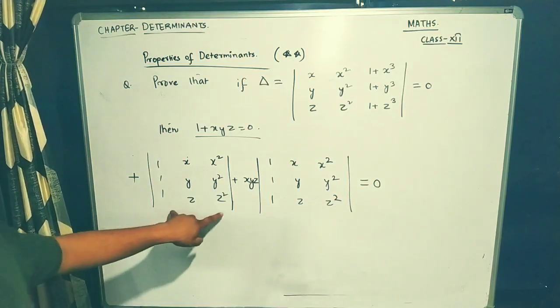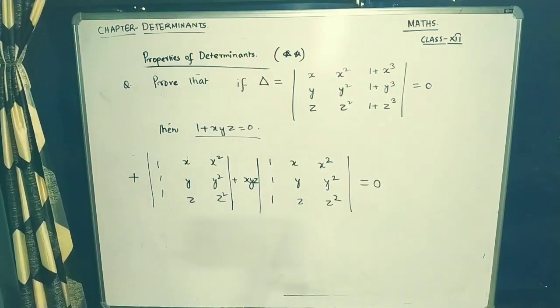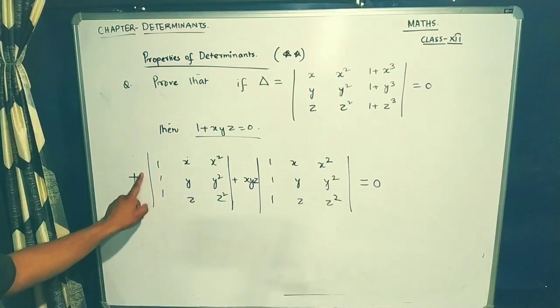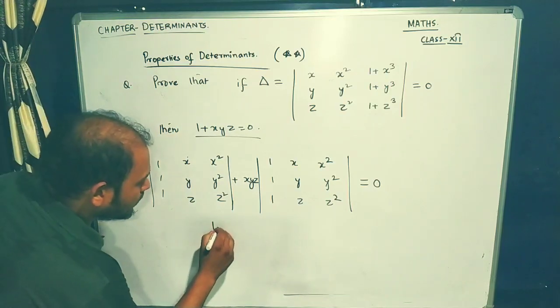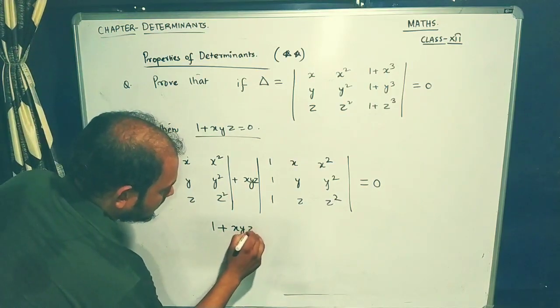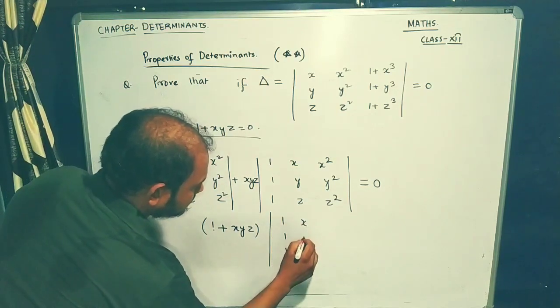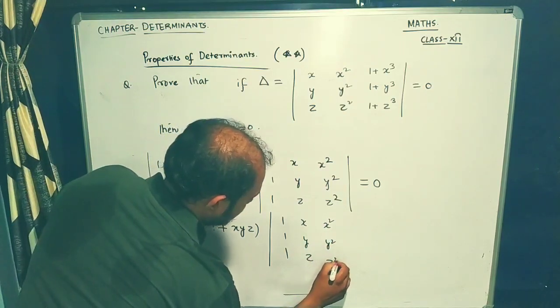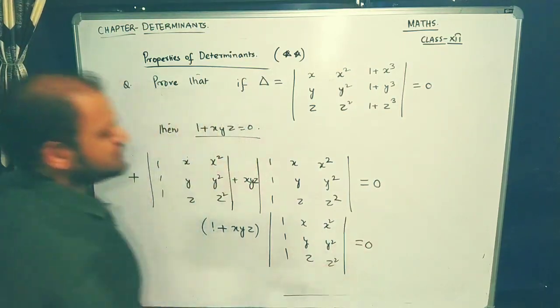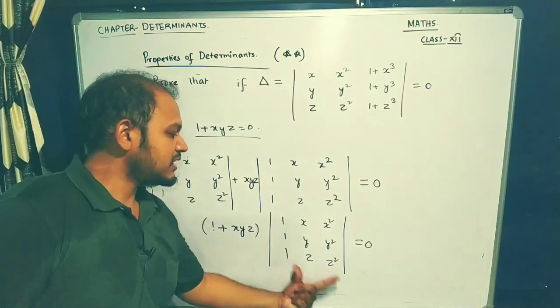Okay. Now can you see that both these determinants have become equal? So what is the common term here? It is plus 1 into this determinant plus xyz into this determinant. So I can take 1 plus xyz as common, and both of them get multiplied with this determinant. And this is equal to 0. So you see, this term multiplied by this term is equal to 0.